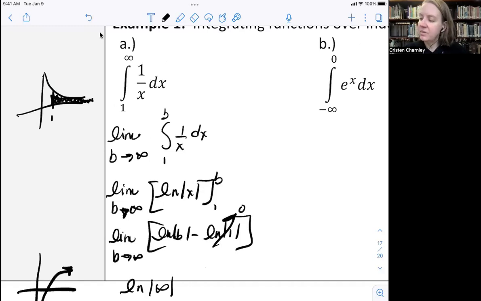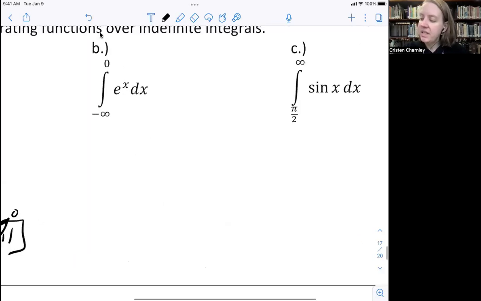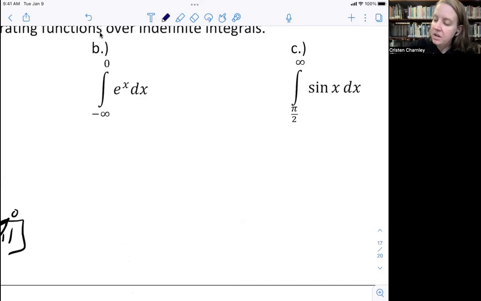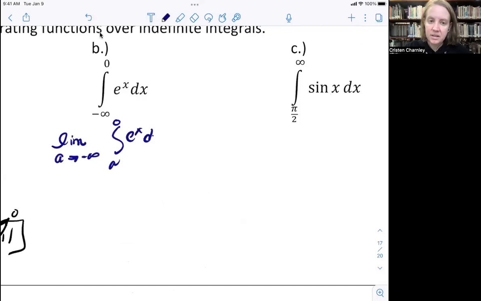All right, let's try the next one, letter B. So same idea. We are going to practice rewriting these in excellent calculus notation. So the limit as a approaches negative infinity of the integral from a to 0 of e to the x dx. Now, what are we going to do? We're going to find the antiderivative.